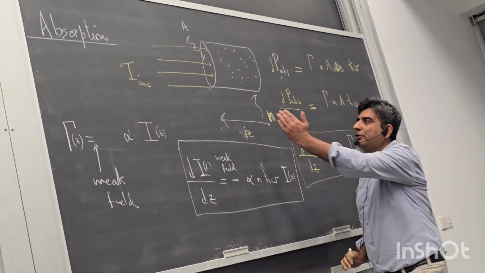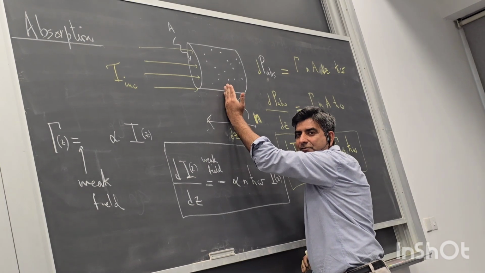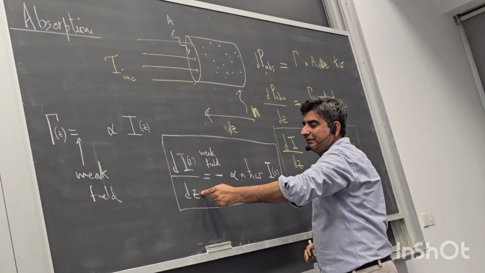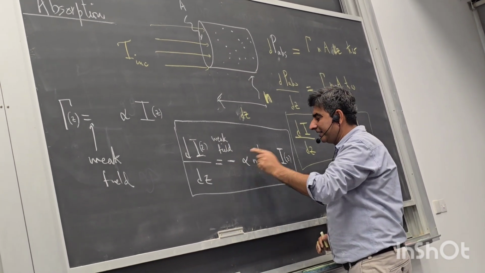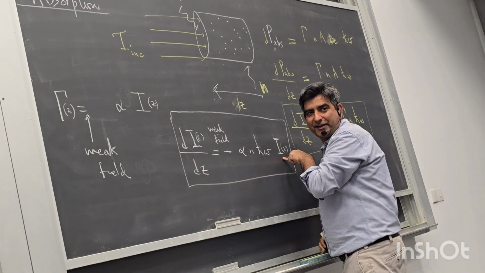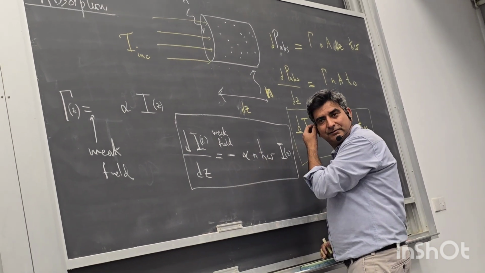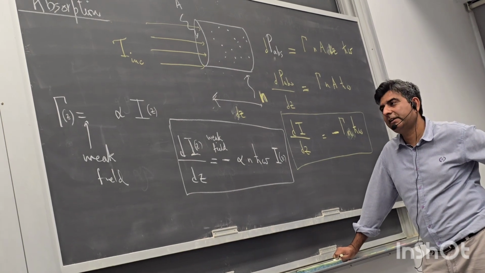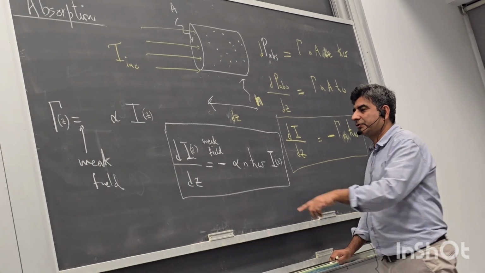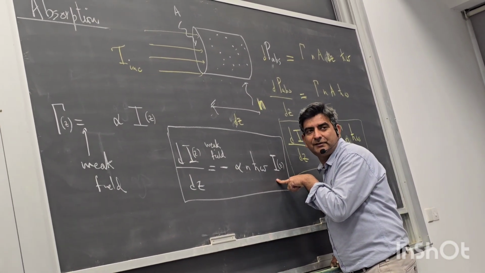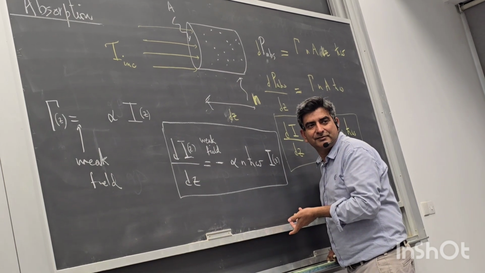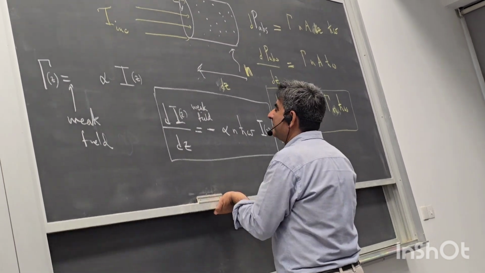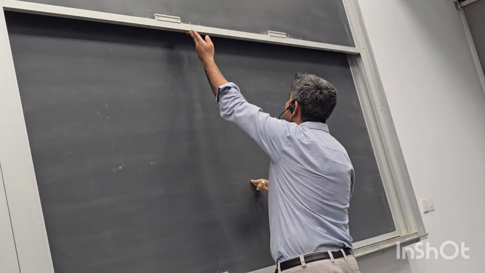So as you go along the length of this object, dI by dz varies, with the negative sign, proportional to I. So now how do we solve this? What's the solution to this? It's a decaying exponential. So I becomes a decaying exponential.